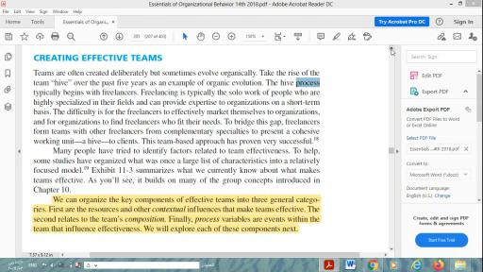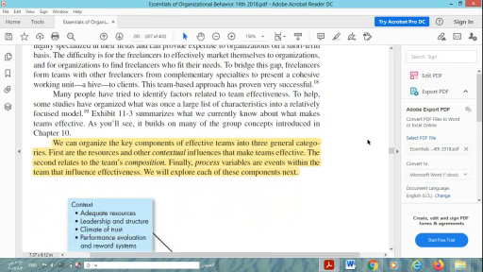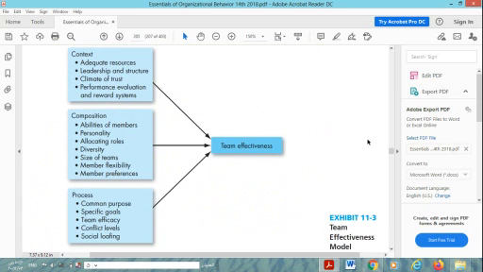In order to create or form effective teams, we want to focus on three main categories. The first one is related to resources and other contextual influences that make the team effective. The second one is related to the team composition, and the last one is related to the process variables, which influence team effectiveness. Okay, in order to create effective teams, we want to focus on three main categories: context, or sometimes let's just call it success factors, composition, and process. And for each category, we have subcategories or factors related to it.